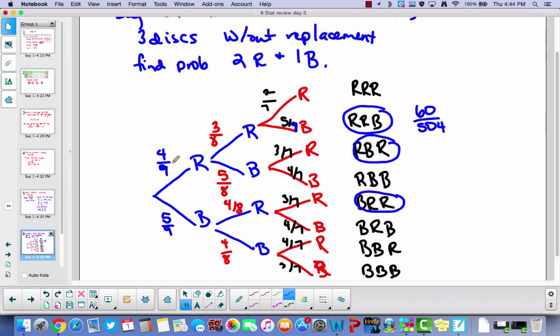Here, same thing, 4/9 times 5/8 times 3/7, 60 out of 504. Here, same thing, 5/9 times 4/8 times 3/7, 60 out of 504. What am I going to do with those 3 probabilities? I'm going to add all of them together. When I add all of them together, I get 180 out of 504. And when I simplify, I get 5/14.